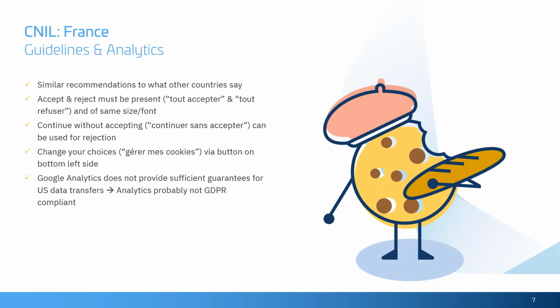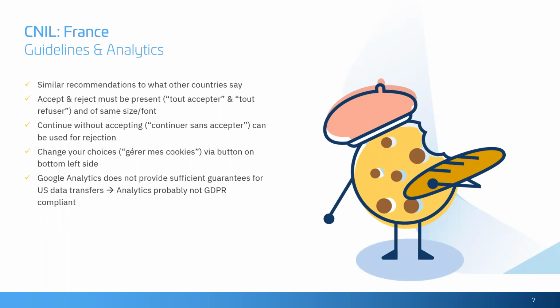So you should have a design that doesn't pay too much attention on the accept button and tries to hide the reject button. They also mentioned something, let's say France specifics, a button they call "continue without accepting." They see this as another option that can be offered to reject. Usually this button would be on the top right corner, so where you usually have the close X in a window.